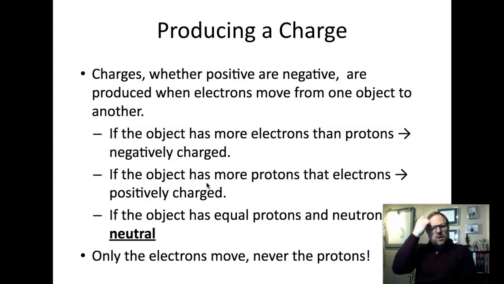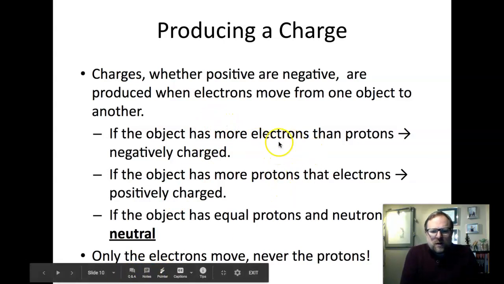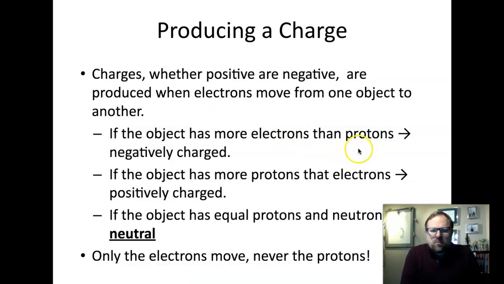Okay, so how do we produce a charge? Well, charges, whether they're positive or negative, are produced when electrons move from one object to another. So there's electrons coming into play. Okay, so in order for us to create a charge, electrons need to move from one object to another. If the object has more electrons than protons, then we would call it negatively charged. And that makes sense. Okay, remember please that electrons are negatively charged, protons are positively charged. So electrons negative, protons positive.